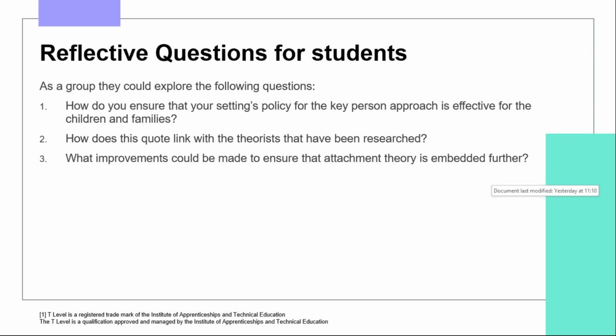But some of these questions would be: how do you ensure that your setting's policy for the key person approach is effective for the children and families? So as we were saying before, lots of settings will take on a different approach for the key person procedure. So whether the children are divided out between the key persons, or whether there's buddies. Sometimes they'll have a buddy system where if somebody's off, another key person will take over.